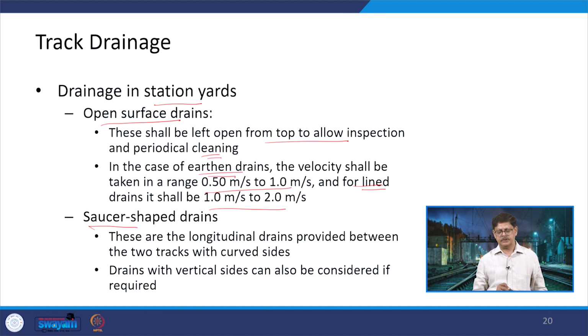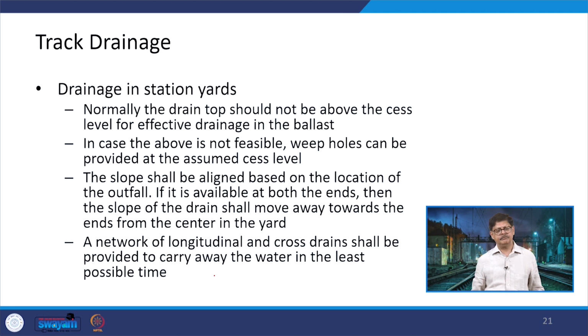Mandatory system is not there. If there is a requirement, we can go for other designs also. So, these are the longitudinal drains which are provided between the two tracks, and they have curved sides, so that the water from both the sides can get accumulated in it. Drains with vertical sides can also be used if there is such a condition.